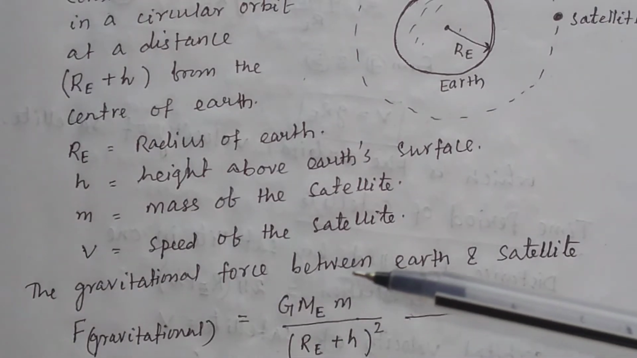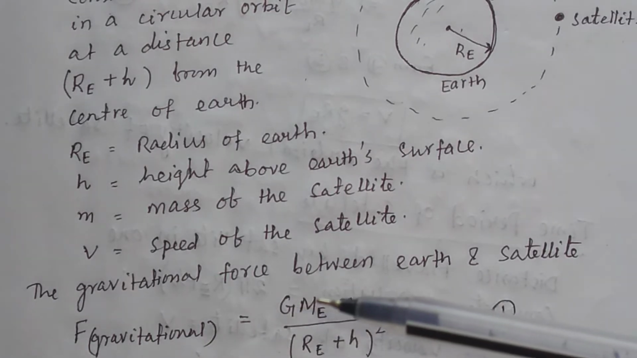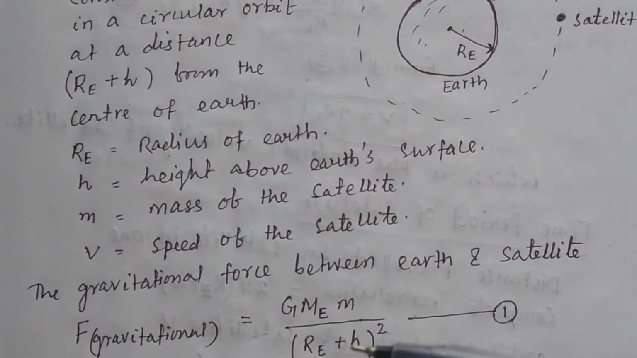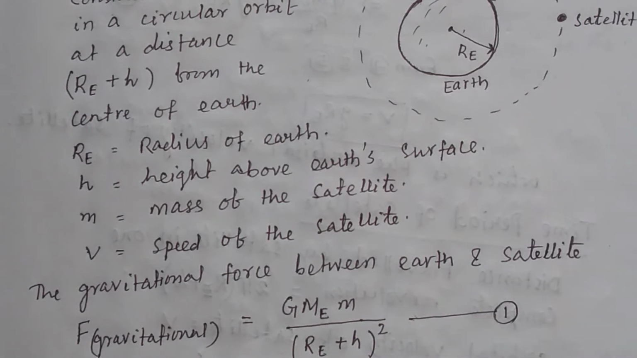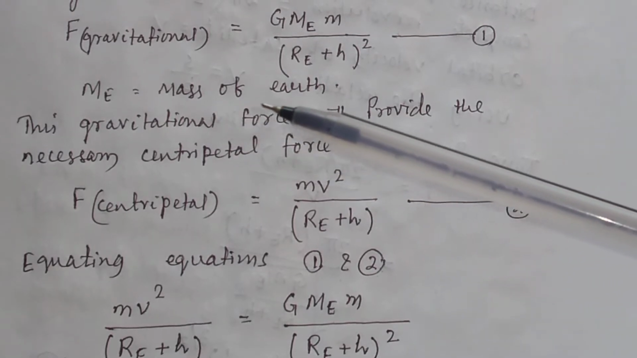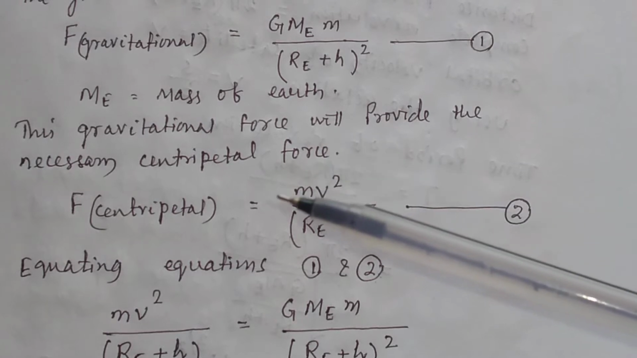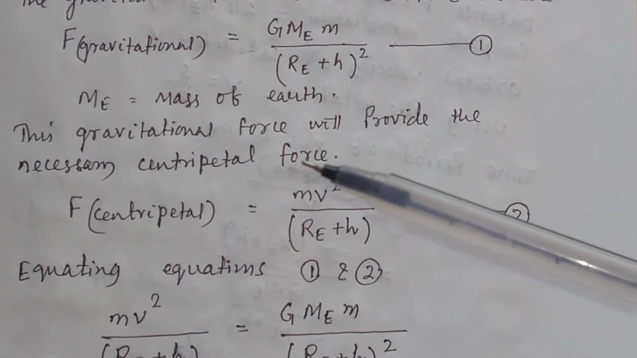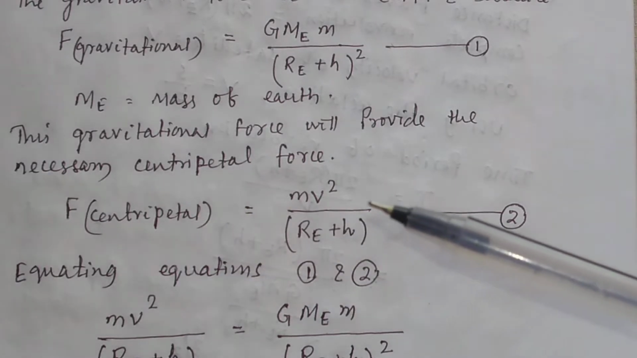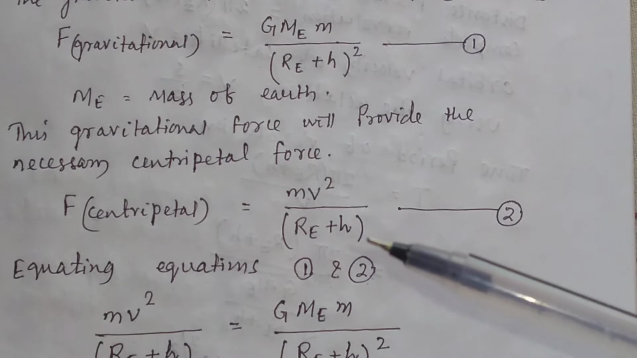The gravitational force between Earth and satellite, F, is equal to G into ME into M divided by (RE plus H) whole square, where ME is the mass of the Earth. This gravitational force will provide the necessary centripetal force. So the necessary centripetal force will be equal to mv square divided by RE plus H.